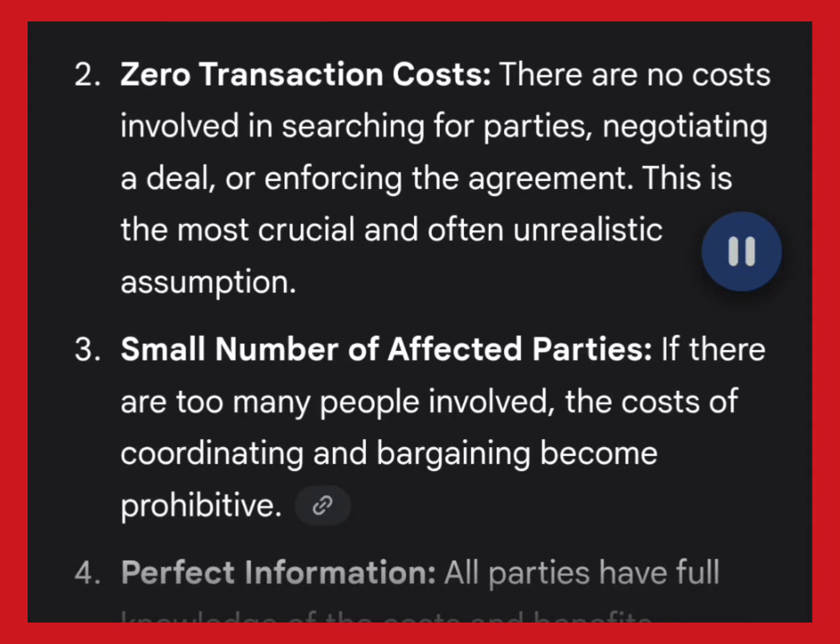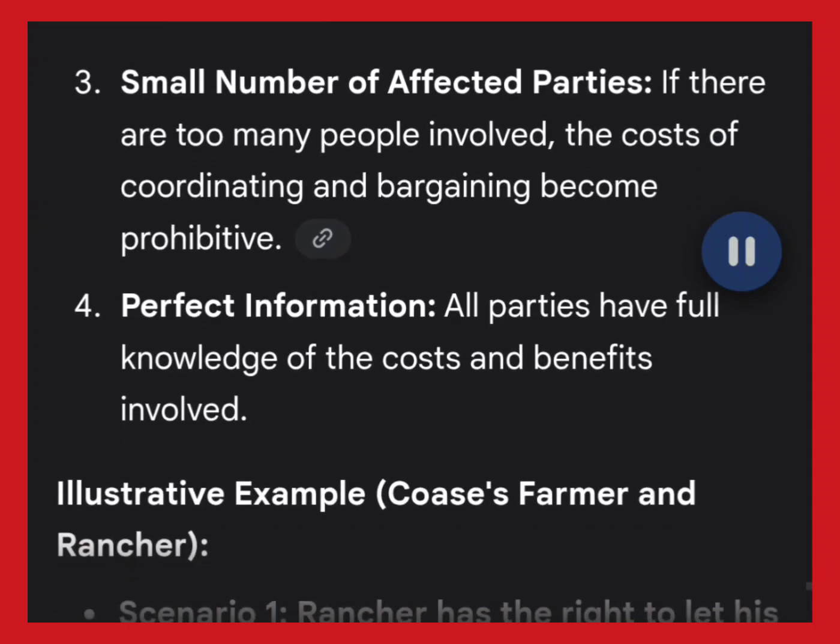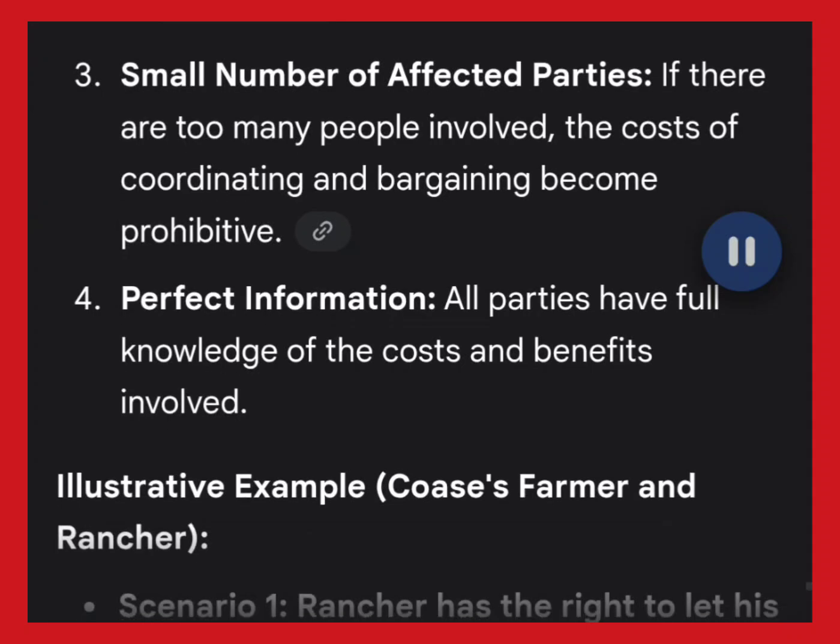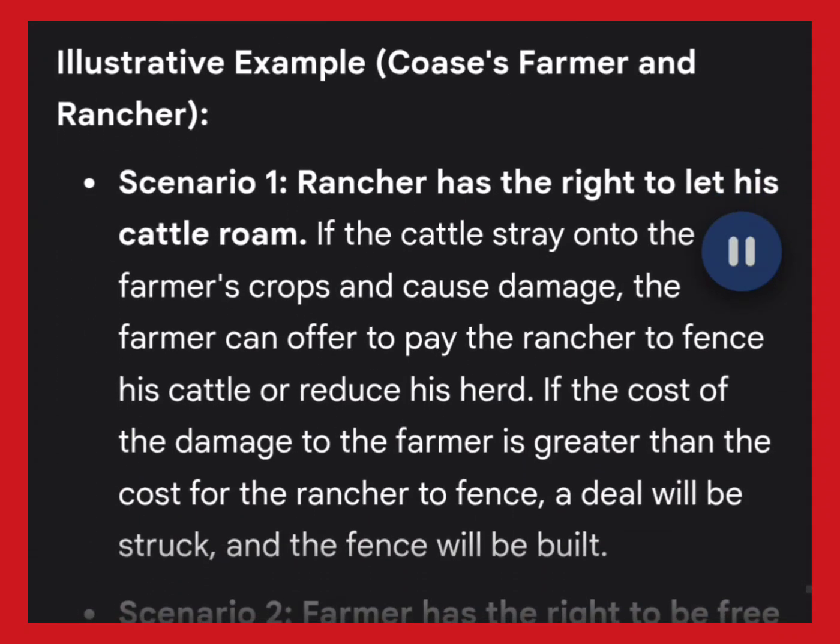3. Small number of affected parties. If there are too many people involved, the costs of coordinating and bargaining become prohibitive. 4. Perfect information. All parties have full knowledge of the costs and benefits involved. Illustrative example: Coase's farmer and rancher.